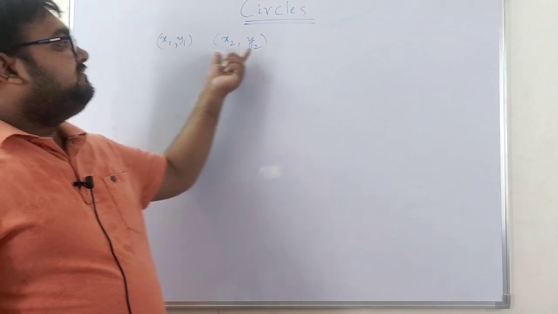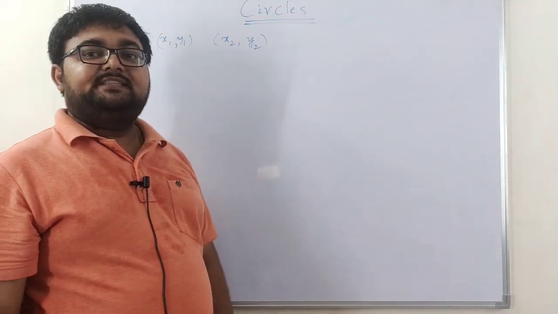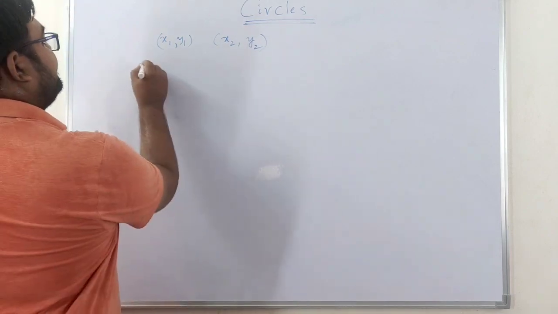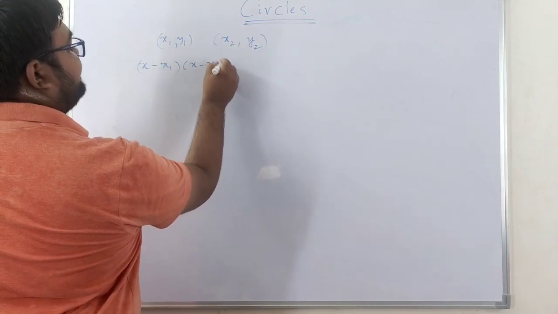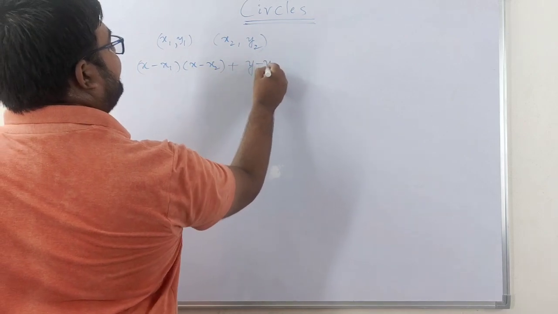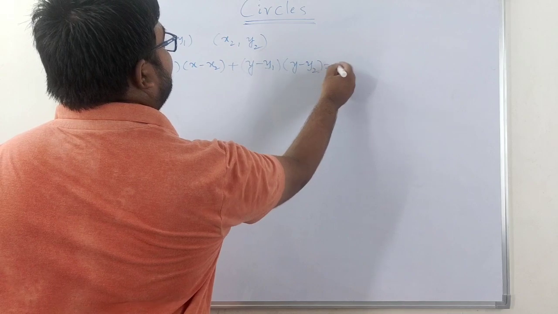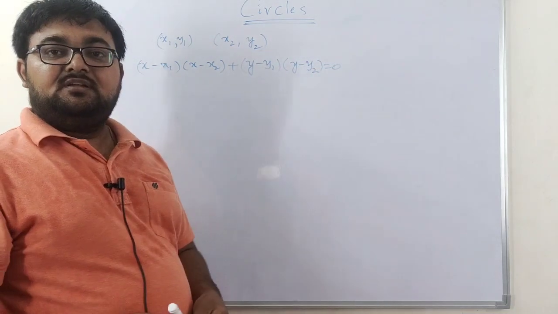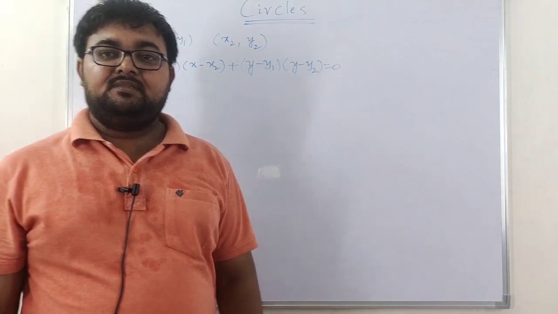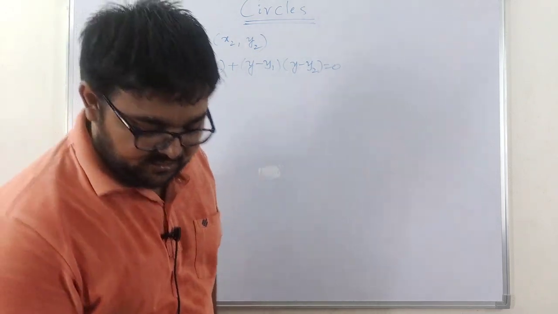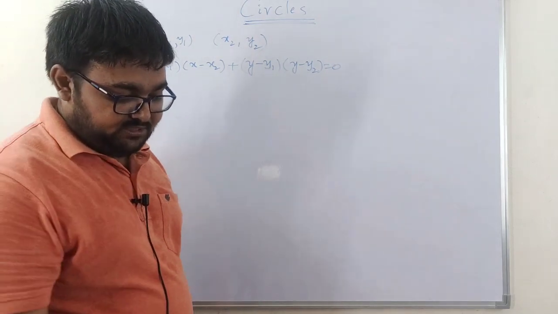So let (x1, y1) and (x2, y2) be the extremities of the diameter. Then the equation of the circle is given by (x - x1)(x - x2) + (y - y1)(y - y2) = 0, right? So this is nothing but the diametric form of the equation of a circle. Now let us see a problem related to this.